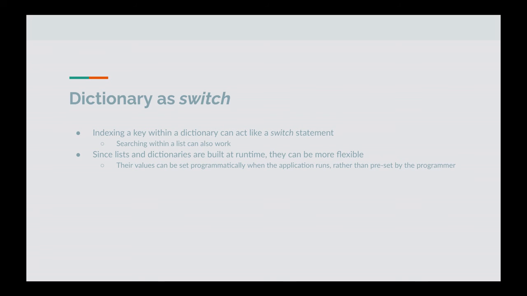One reason to do this is because lists and dictionaries are built at runtime, so they can be more flexible. They're not always created by the programmer ahead of time. They can be built programmatically by the computer as it's running, and it brings in data. It can populate that dictionary.